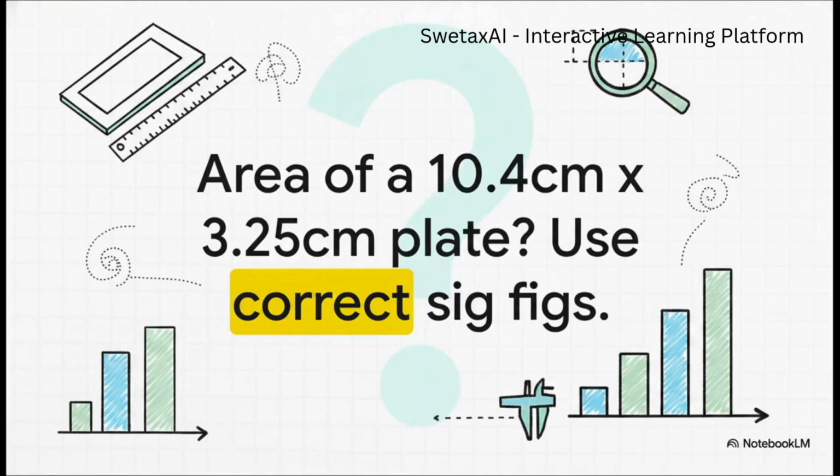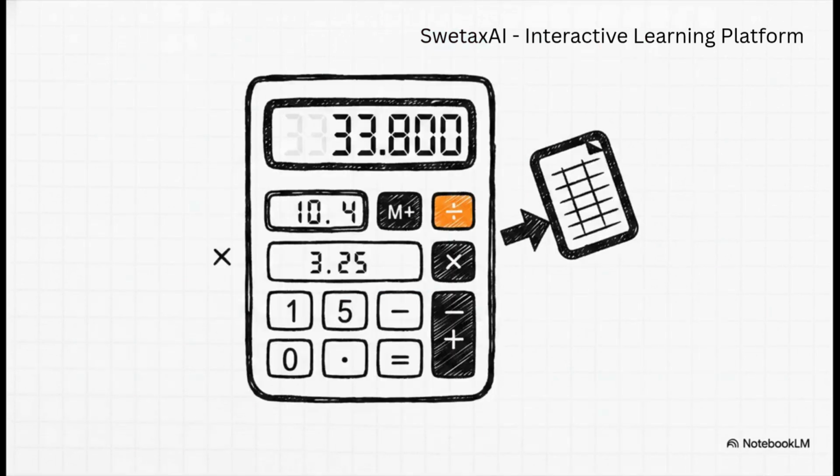Here we go, a classic question. You're given two measurements, length and width, and asked to calculate the area. But pay attention to that last part, the part that trips people up. Reported to the correct number of significant figures. That's the key. So, step 1 is always the easy part.